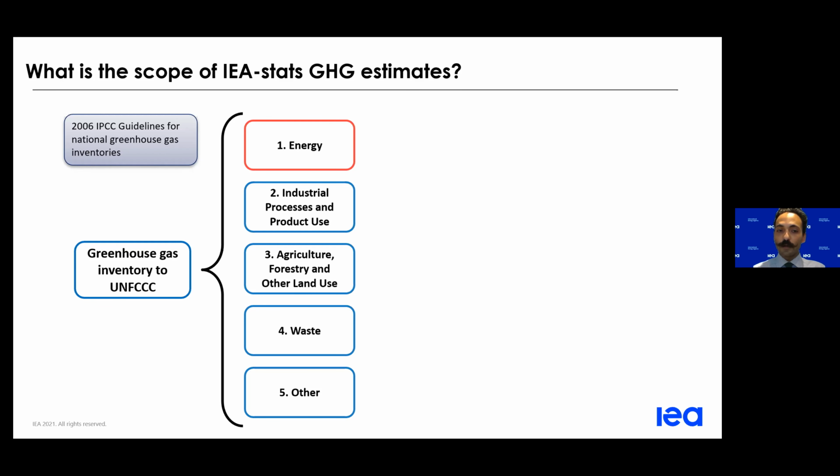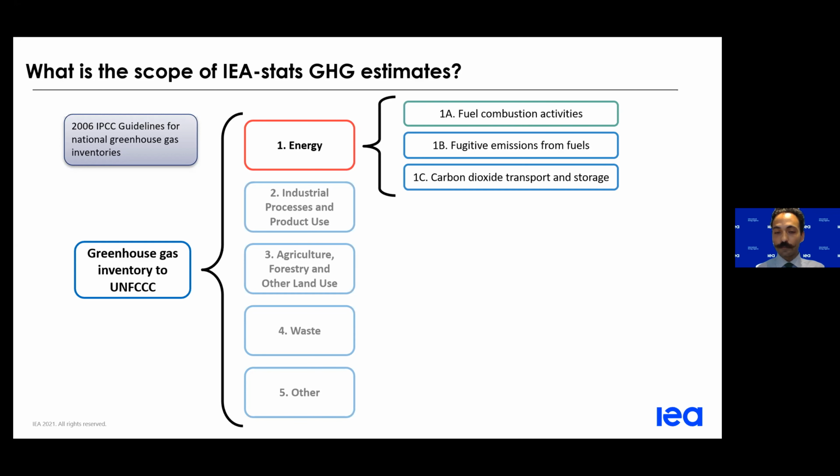According to these guidelines, the countries need to report their emissions into 5 various categories, as you can see listed on the slide, which is the energy category, the industrial processes and product use, agriculture, forestry, and other land use, waste, and other. I want to emphasize that the IEA CO2 emission estimates correspond to category 1, which is energy-related emissions only.